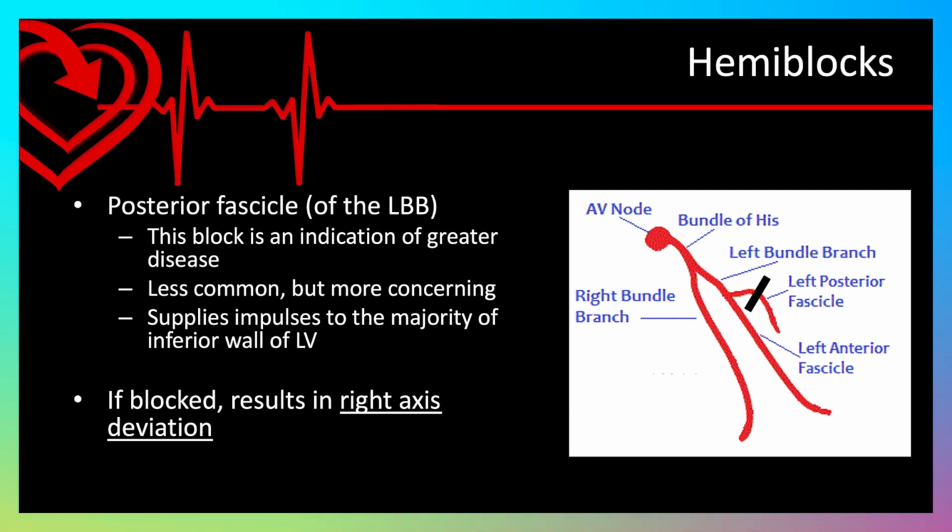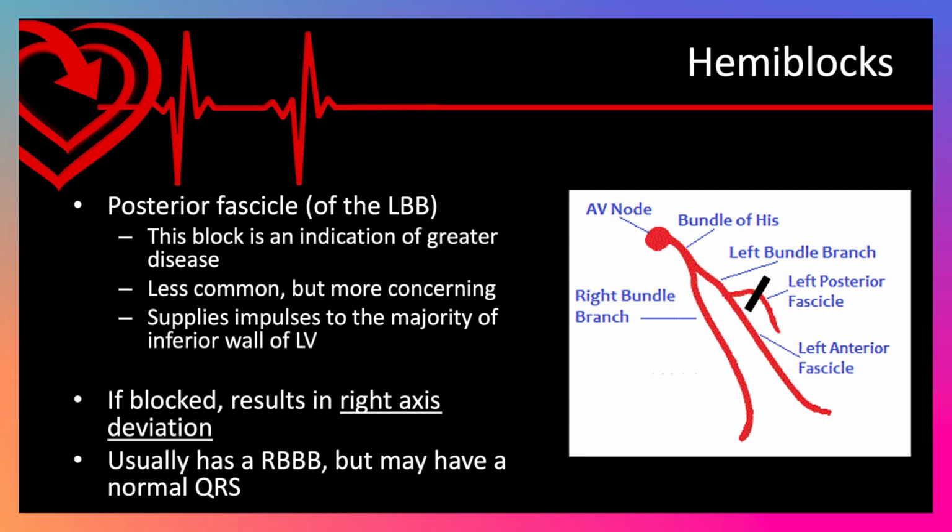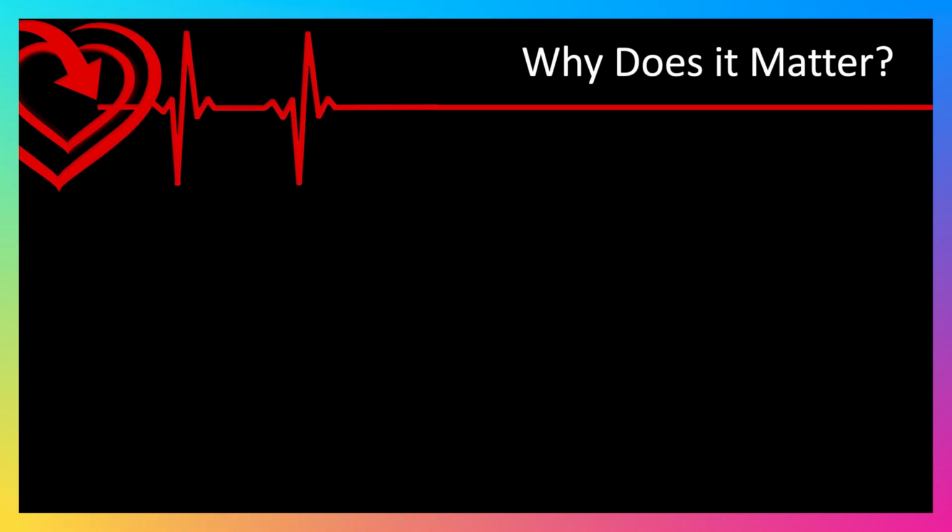Again, we'll come back to axis deviation in a minute. Usually, a right bundle branch block is also going to be present, but again, you might have a normal looking QRS, and the only clue of this posterior blockage is the fact that there's an axis deviation. So why does it matter?